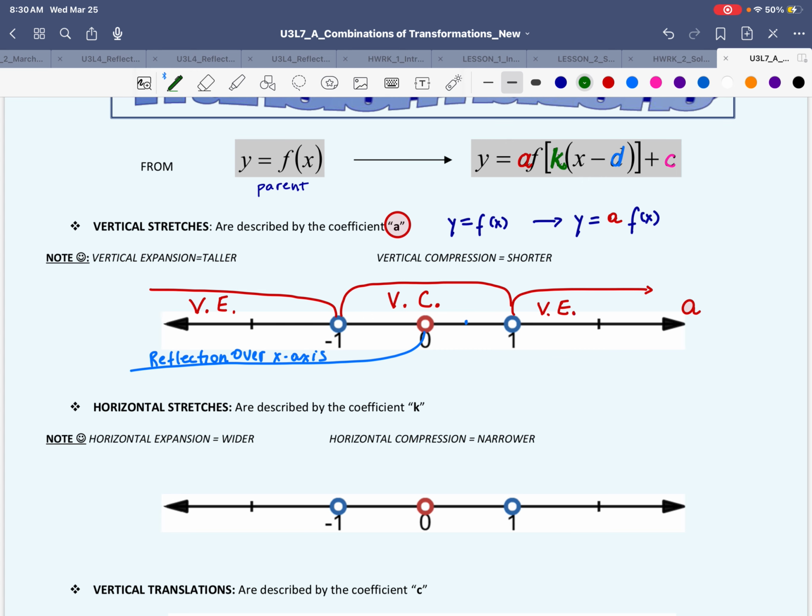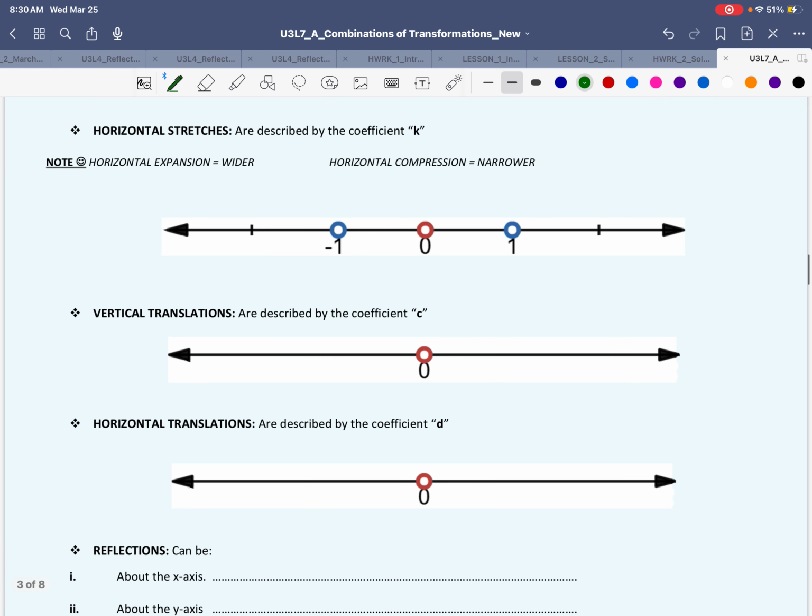Next we're going to move on to the changes that are caused by the coefficient k. Remember that coefficient k will change any parent function of the form y equals f of x into y equals f of k times x. So as you can see, this time x is the variable that is directly transformed by the coefficient. Now, we're going to pretend that this number line represents the values of k. We have investigated this in the previous lesson, so you can refresh your memory by going over that lesson again. But this is a summary.